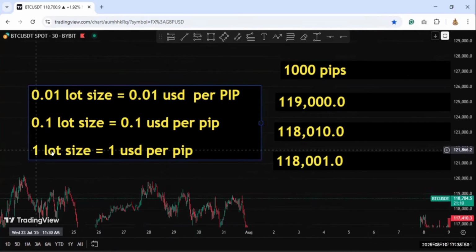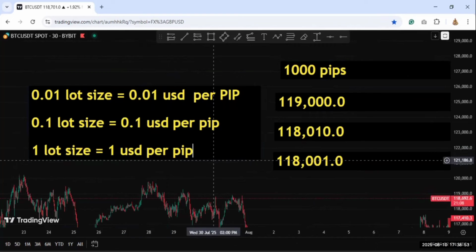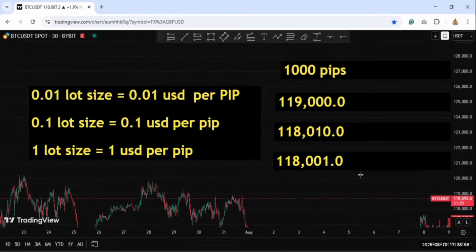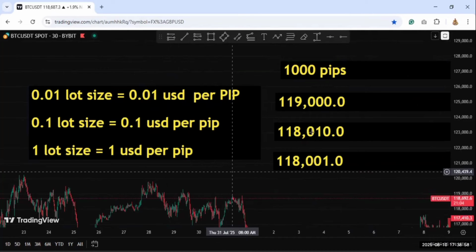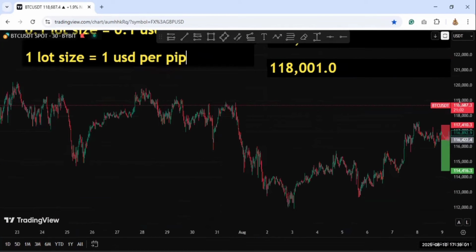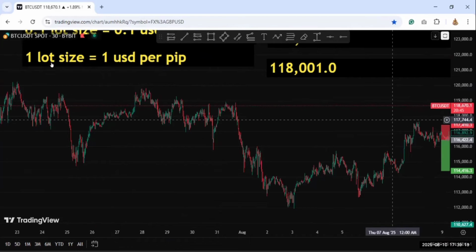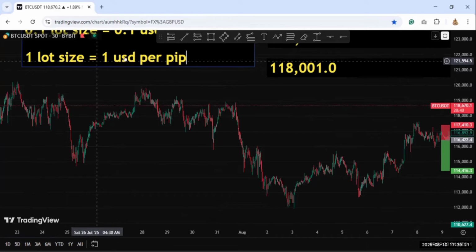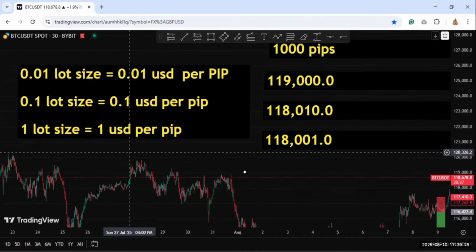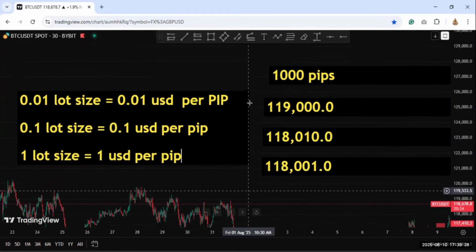So for 1 lot size, the price is the same as what you are seeing on your chart. If you use 1 lot size, any market movement in price, what you are seeing on your chart, is what will be reflected in your account. So if price is 118,670 as you are seeing it currently, any amount it changes, your account will also change by that too, because it's just as if you are having a single Bitcoin when you use one lot size. That is how simple it is to calculate it using this method.